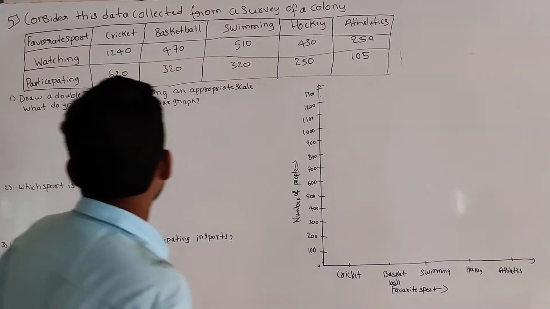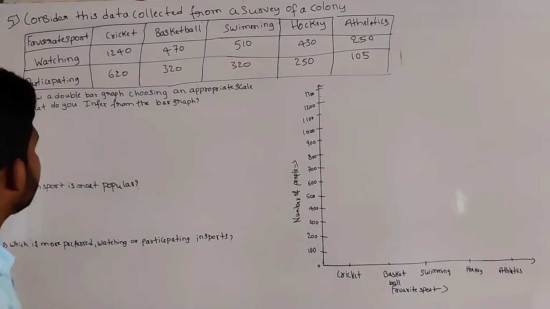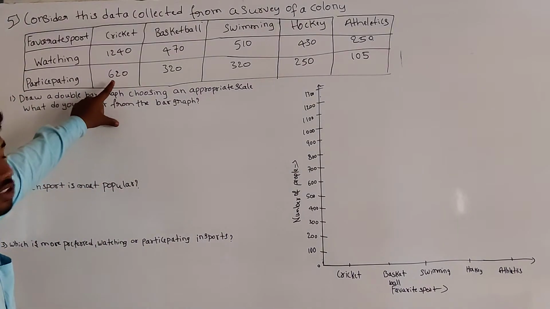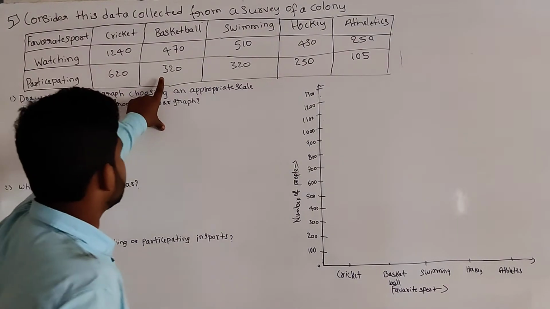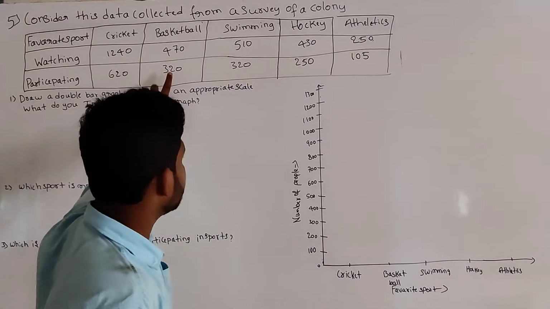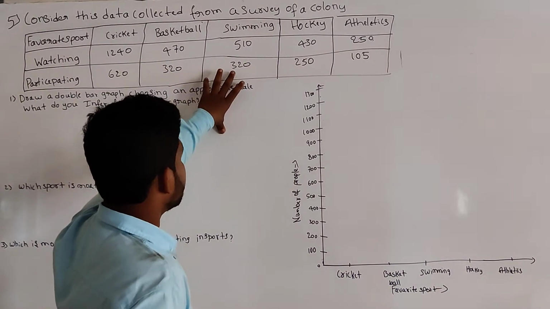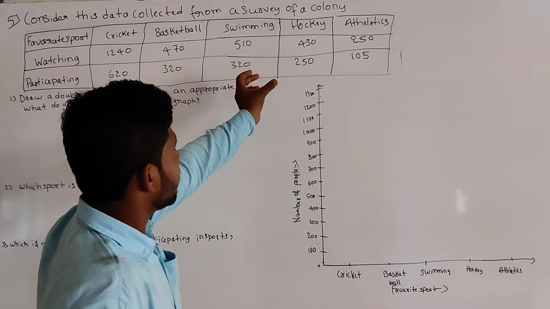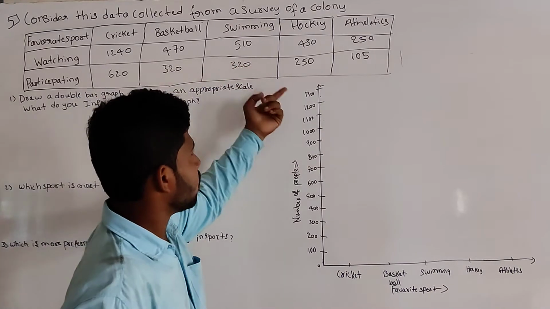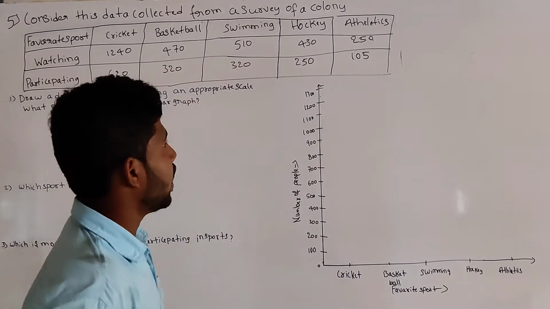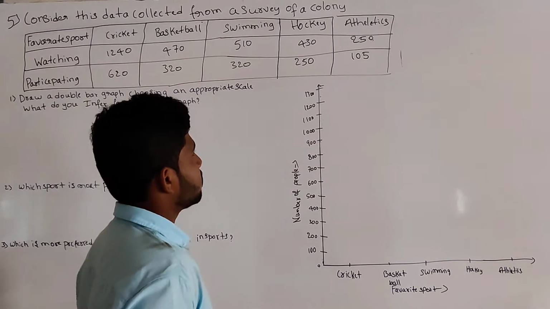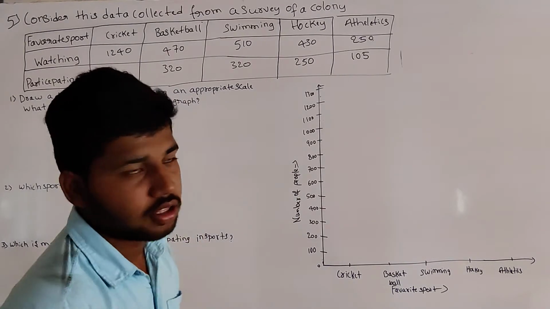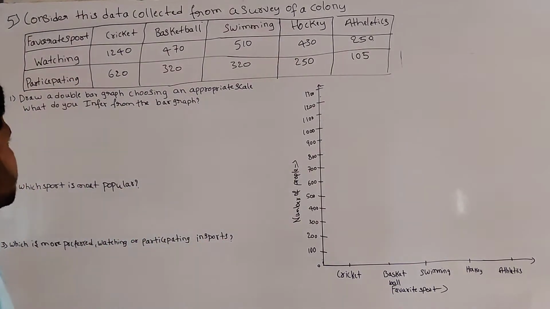Assume that the number of people participating in cricket is 620, in basketball 320, in swimming 320, in hockey 250, and lastly in athletics 105. These are the given data. The question: draw a double bar graph choosing an appropriate scale.